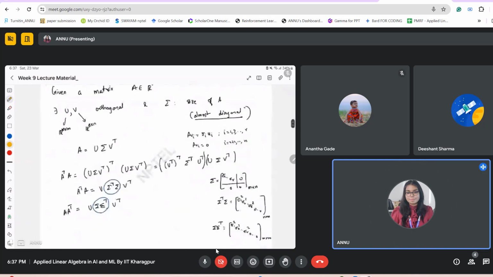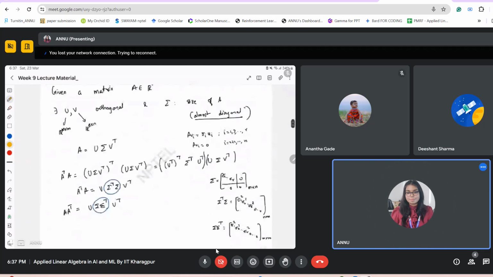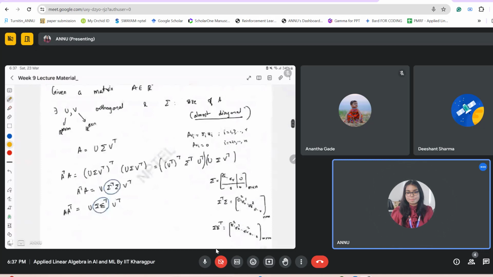So what is the proper definition of singular value decomposition? Given a matrix A that belongs to R m cross n, there exist U and V, which are orthonormal, along with a diagonal matrix sigma, almost diagonal, such that we can write A equals U sigma V transpose.